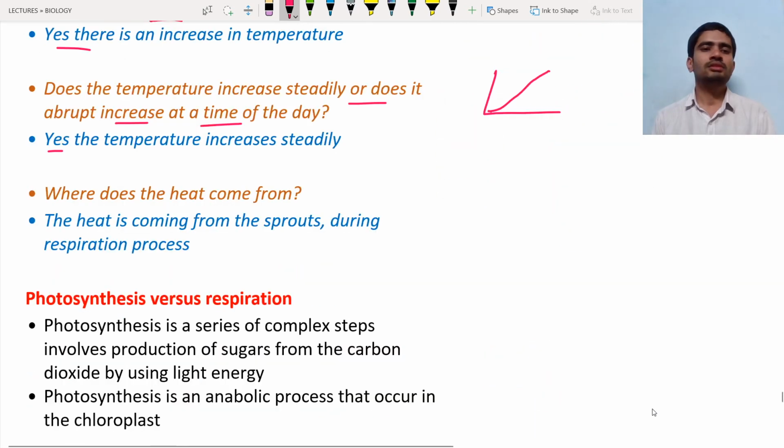Okay, so next, where does the heat come from? The heat is coming from the sprouts. Why? Because these sprouts are doing cellular respiration, the respiration process.